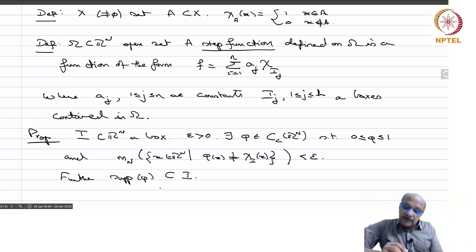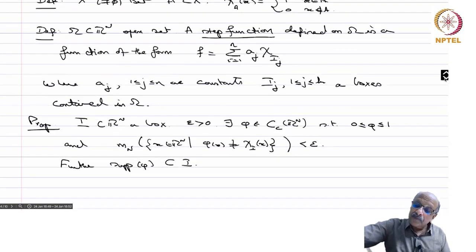Okay, so let us see what this means. You are given a box and you are given the characteristic function of that box. Then this characteristic function is what? It's a discontinuous function. It's 1 in the box and 0 outside. I am saying that I can find a continuous function with compact support which is equal to this except on a set of very small measure, and that I can dictate how small I want. I can dictate, and also I can ensure that the support will be also inside I, because outside I anyway the characteristic function is 0, so this function phi is also 0 there. So we want to know how to do this.